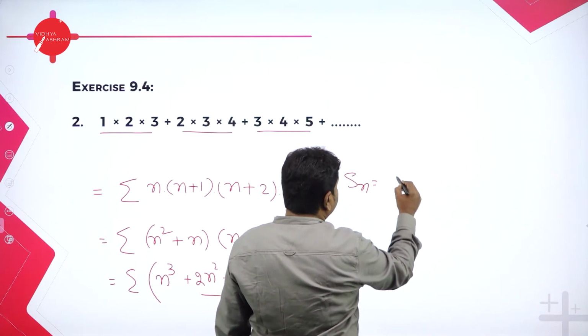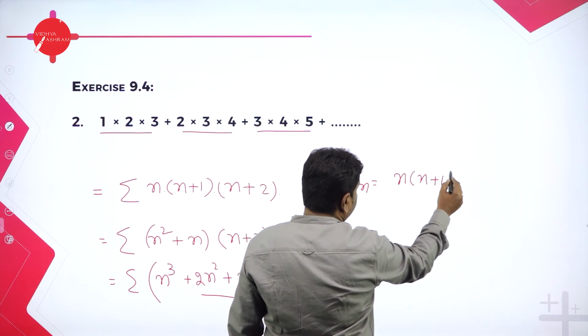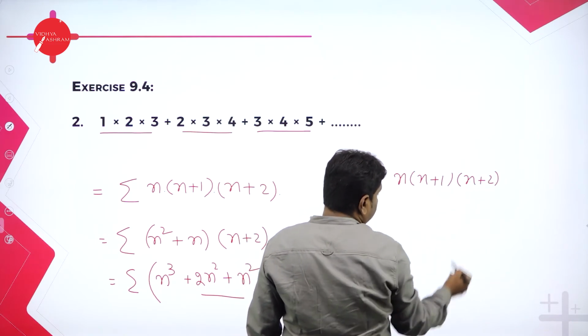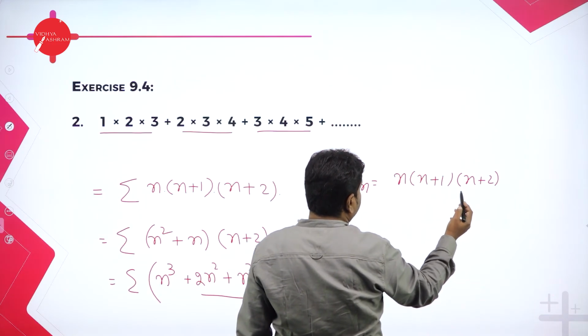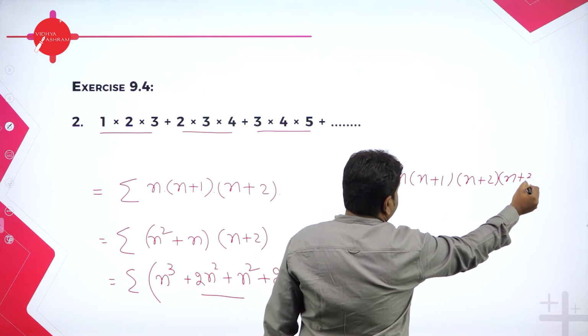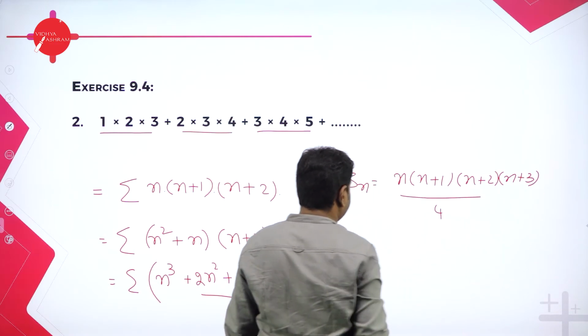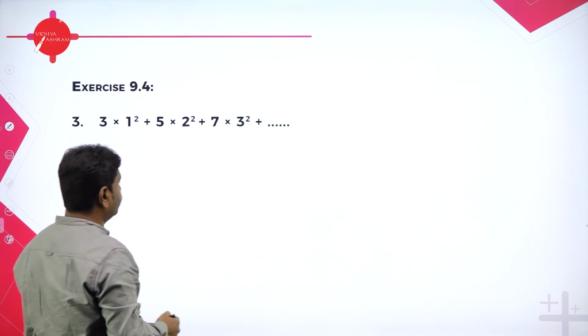In order, I'll write n into n plus 1 into n plus 2, then I'll write n plus 3 by 4. Hope all of you got this.